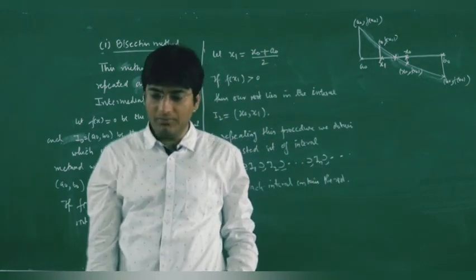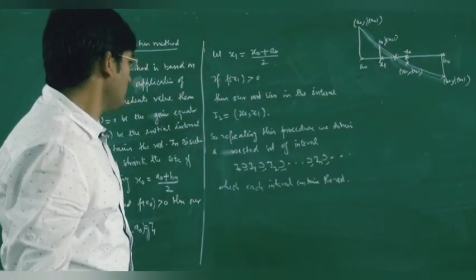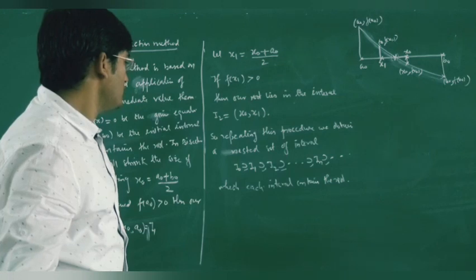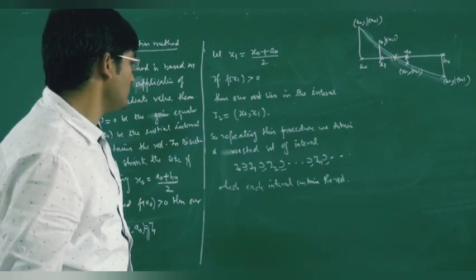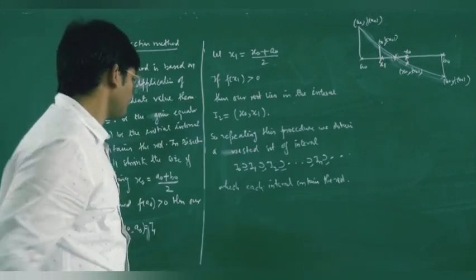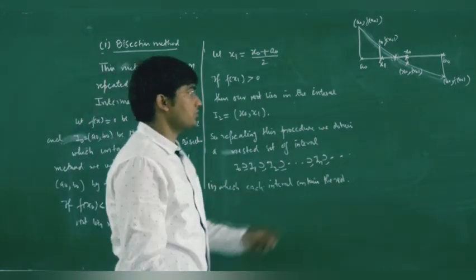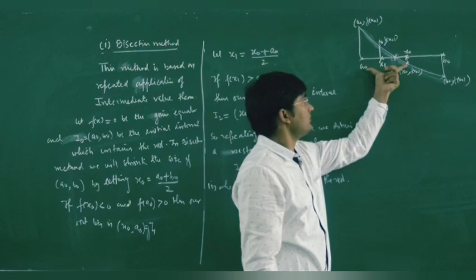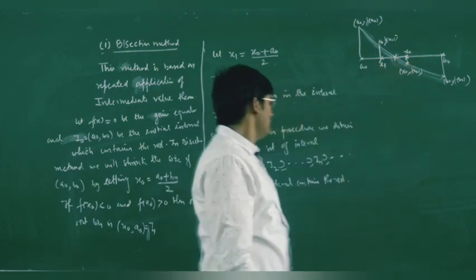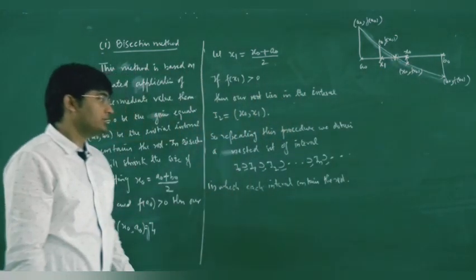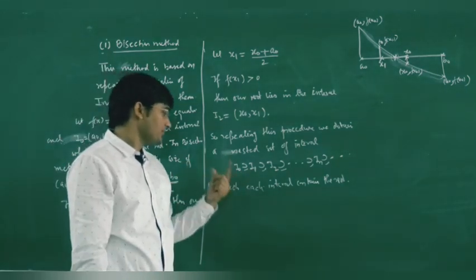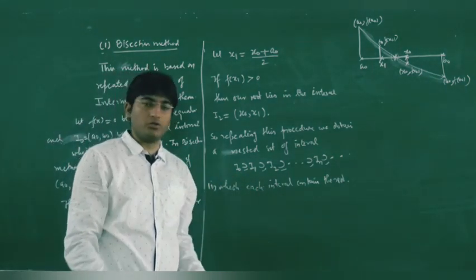So finally we will have a nested set of intervals in which each interval contains the root. This interval contains the root, and this one again contains this exact root.